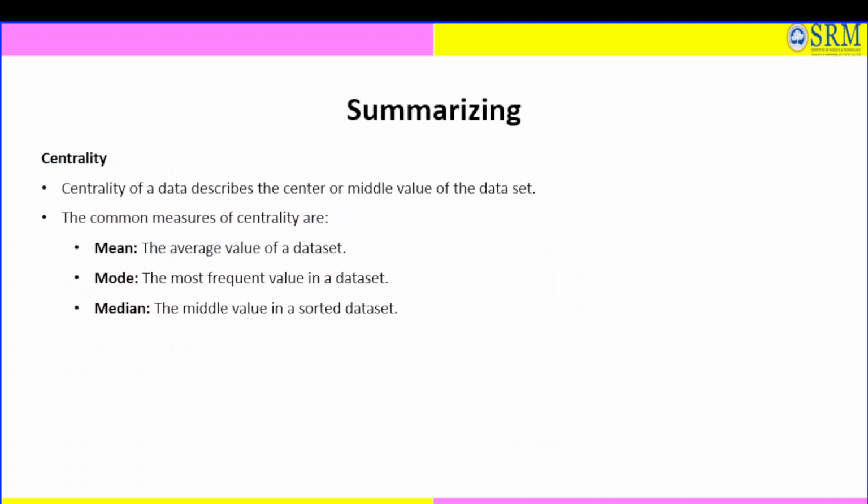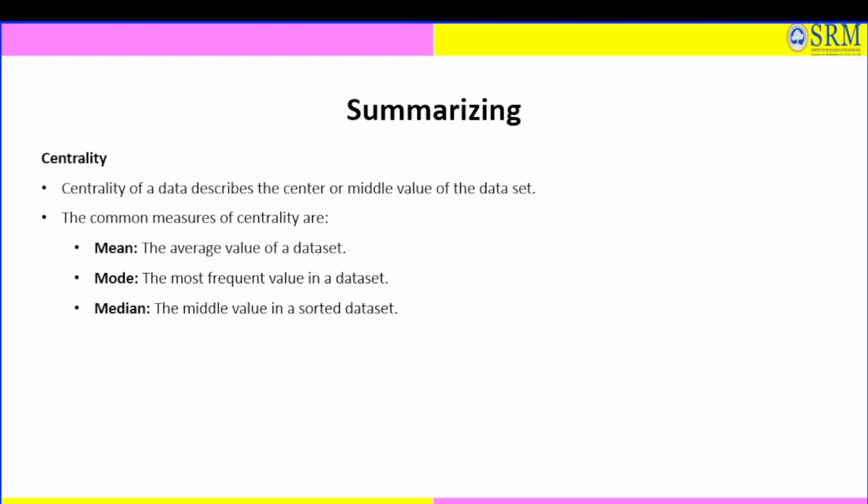First is summarizing, and in that we are focusing mainly on centrality. What is centrality? Centrality describes the center or middle value of your data set. We have three common measures of centrality: mean, median, and mode. We all know that mean is the average value of your data set, and we can calculate it by summing up all the values and dividing by the number of values.